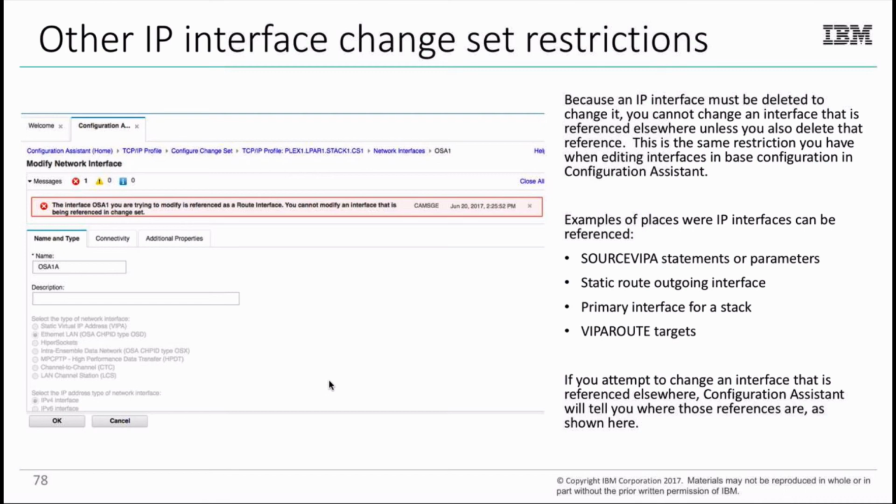If you attempt to change an interface that's referenced elsewhere, you get this error message in the change set, which tells you where it's being referenced. Here we're saying the interface you're trying to modify is referenced as a routing interface. You cannot modify an interface that is being referenced. So you'd have to go and delete the static route. Probably what you would need to do is you would go in the change set, you would delete the static route, you would delete the interface, and then you would do another change set to add it back with the new name.